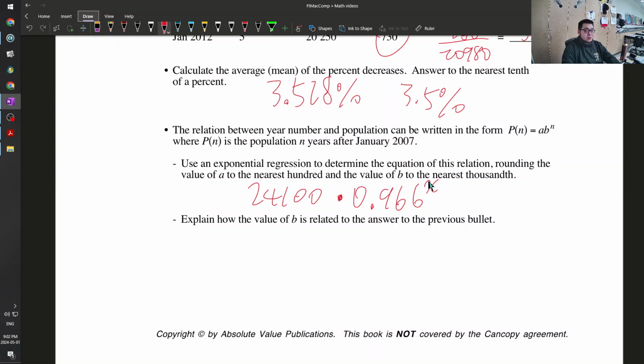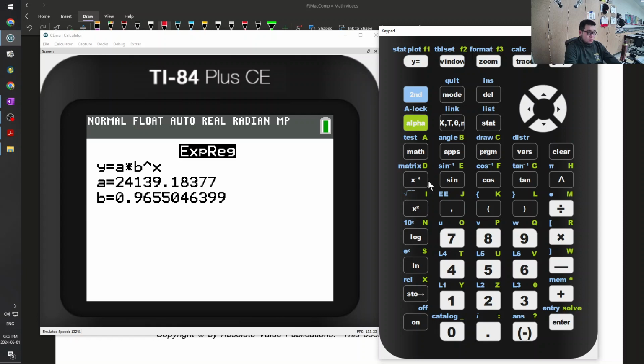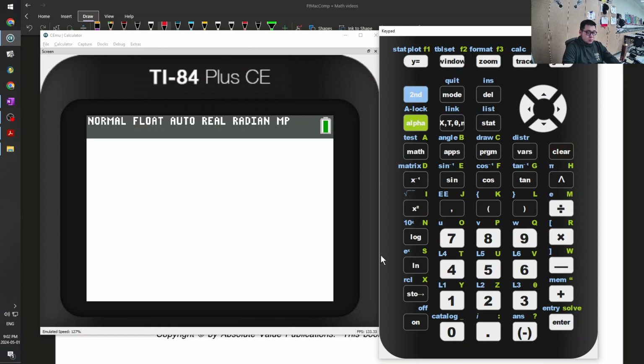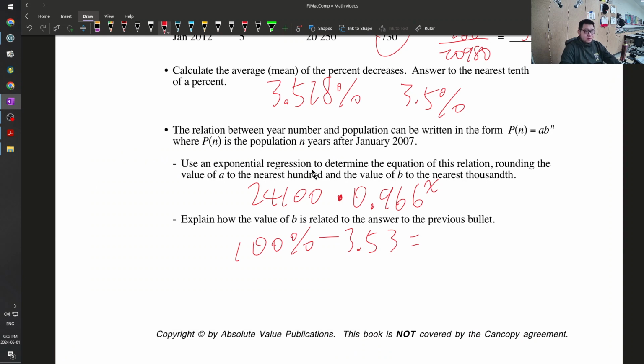Okay, so how does 0.966 relate to 3.5%? Usually you have 100% of the population, and then you subtract the decrease, which is 3.53, and then I get 96.47, which rounds to 96.5, which is very, very close to what we have over here. Or sorry, is equal to 0.965, which is what we have here.